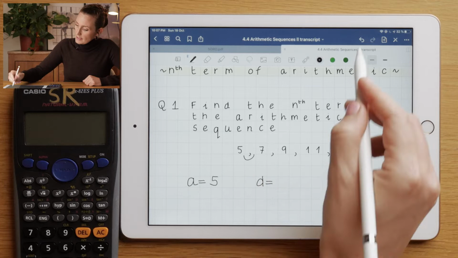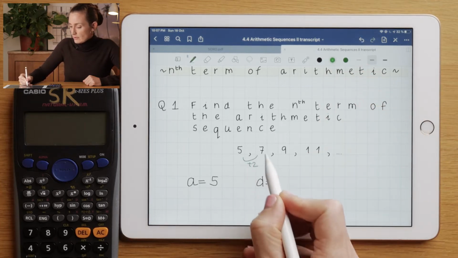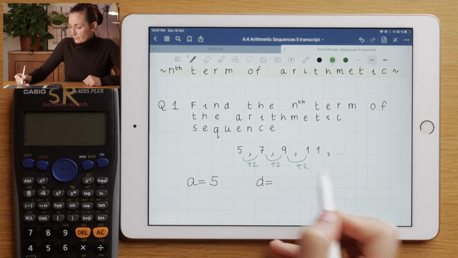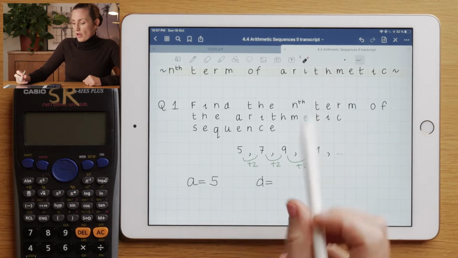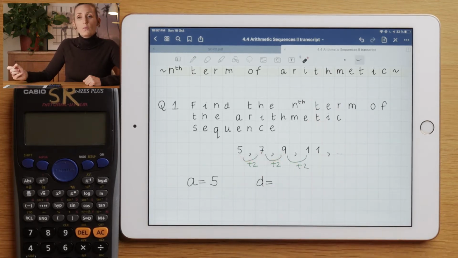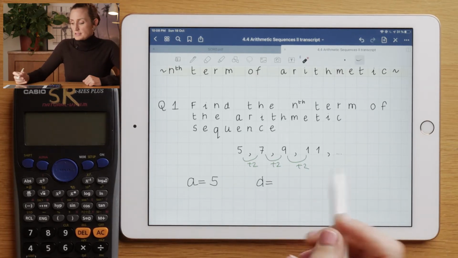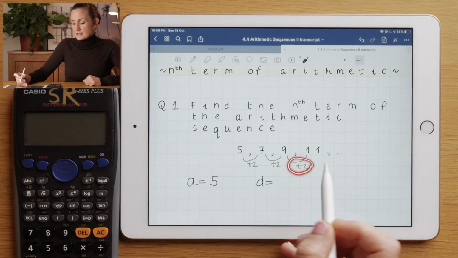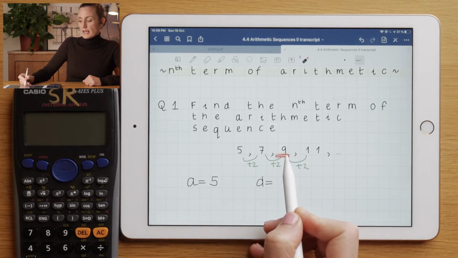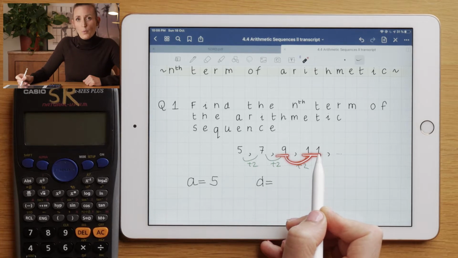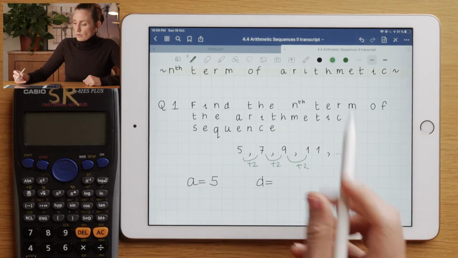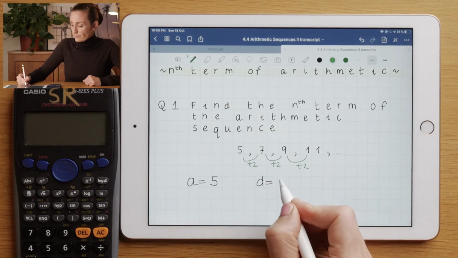Now D, you can see that each time we're adding 2 to get to the next term. So in this case, the term-to-term rule would be add 2. So don't mix up the term-to-term rule with the nth term. The nth term would allow you to go directly to any term in the sequence. It didn't matter how big the number was. Whereas the term-to-term rule tells you if you've got one term, how to get to the very next term, the one directly after it. So in this case, D is 2.